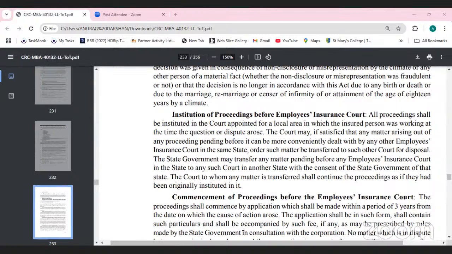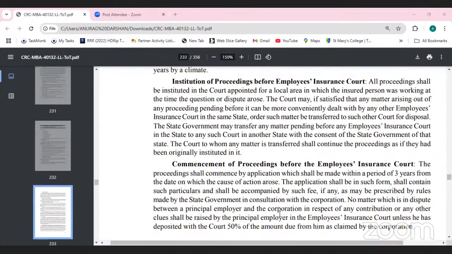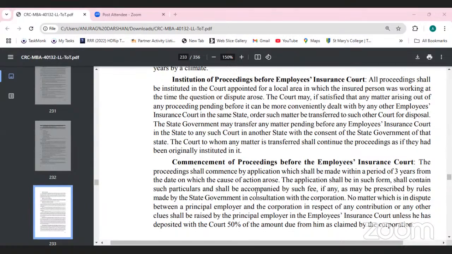The proceeding shall commence by an application, which shall be made within a period of 3 years from the date of the cause of action. The application shall be in such form, shall contain all the particulars or details, and be accompanied by such fee as prescribed by the rules made by the state government. And in a dispute between the principal employer and the corporation in respect of any contribution or any other dues, no plea shall be raised by the principal employer in the employees insurance court unless he has deposited with the court 50% of the amount due from him as claimed by the corporation.